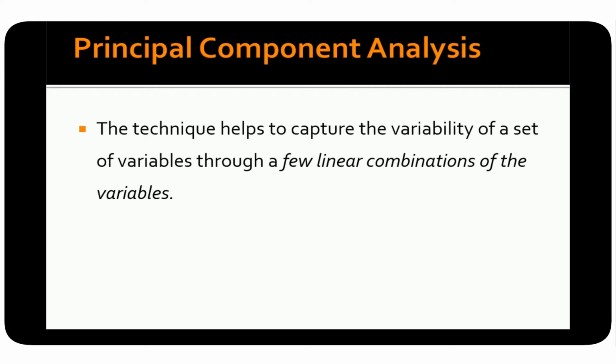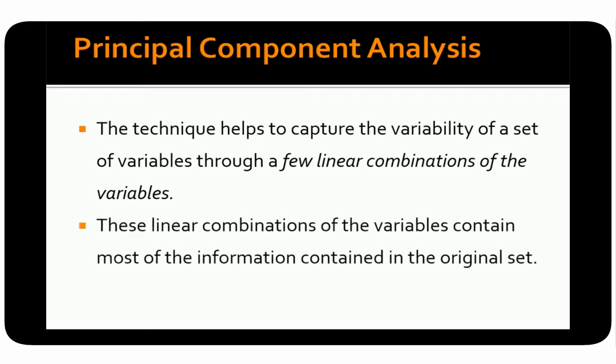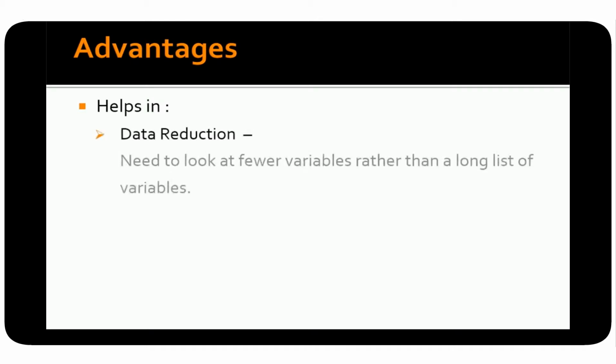Now, the principal component analysis helps us to capture the variability of a set of variables through a few linear combinations of the variables, and these linear combinations contain most of the information that is contained in the original set. So, what we do is basically we reduce the original number of variables to a smaller number of variables, which are primarily linear combinations of the original ones, and moreover they contain the same information.